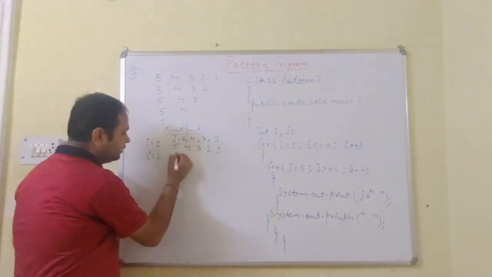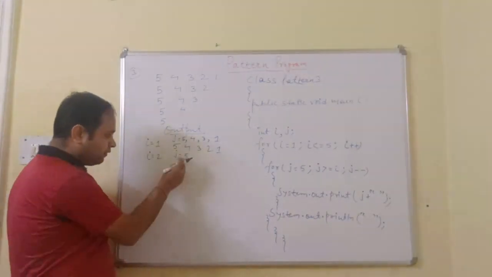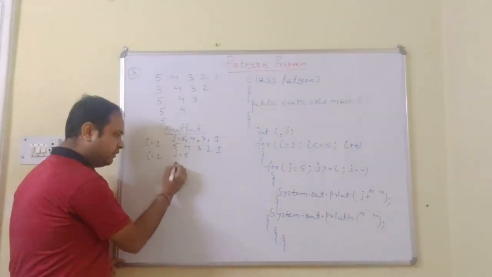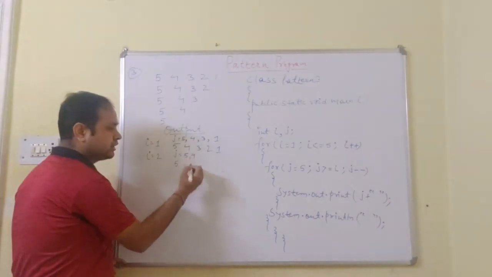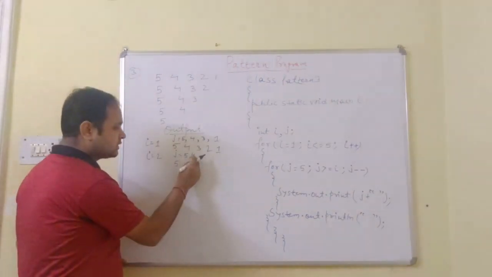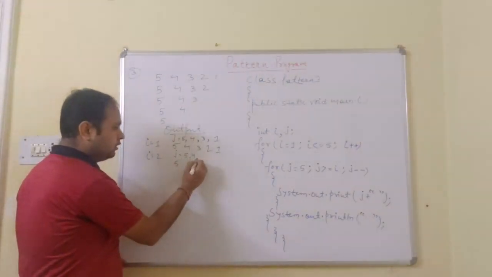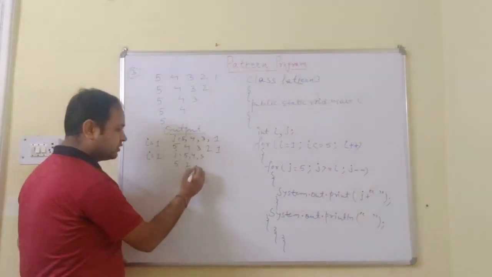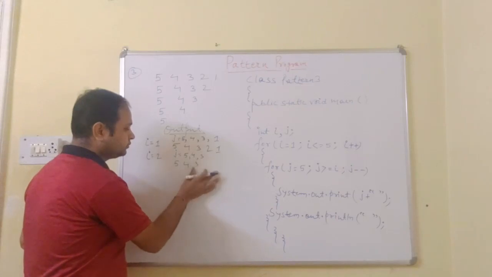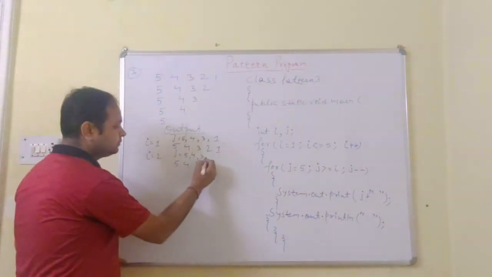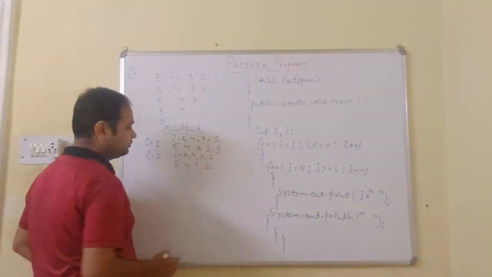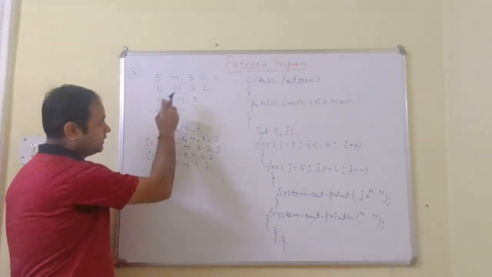And j again starts from 5. 5 is greater than 2, condition is true, so it prints 5. Next j value is decreased to 4, 4 is again greater than 2, so it prints 4. The next we are having 3, 3 is also greater than 2, so it prints 3. And then we are having the value decreased to 2, so it prints 2. So we have 5, 4, 3, 2, the second line.